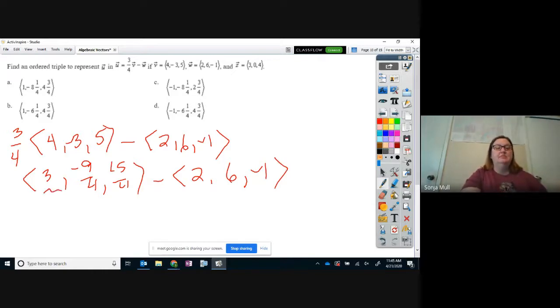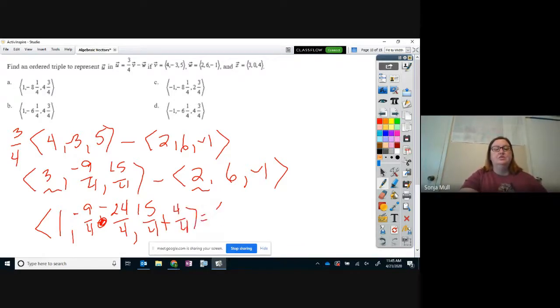So 3 minus 2, the x component, is 1. This is going to be a little harder. This is -9/4 and then minus, 6 in terms of fourths is 24/4. So I'll come to that in a minute. And then 15/4 minus a negative, so that makes it plus 4/4. So that's 1, -33/4, 19/4.